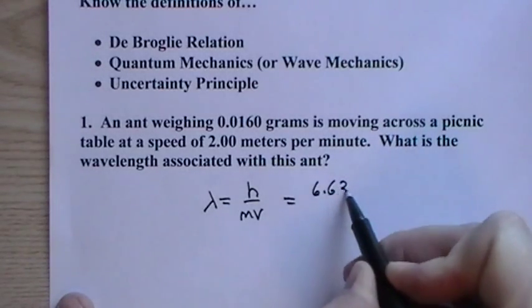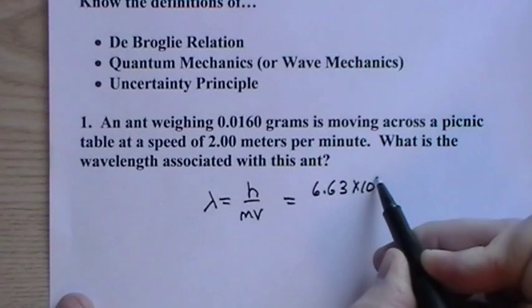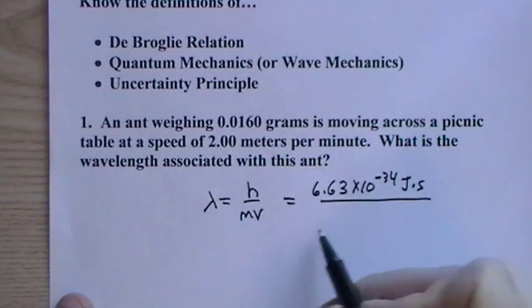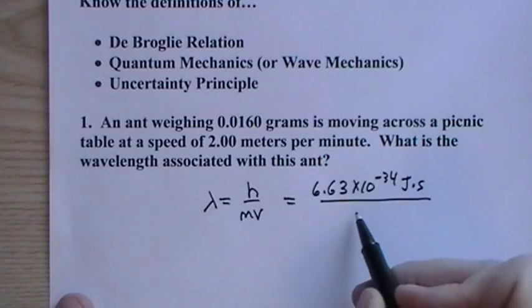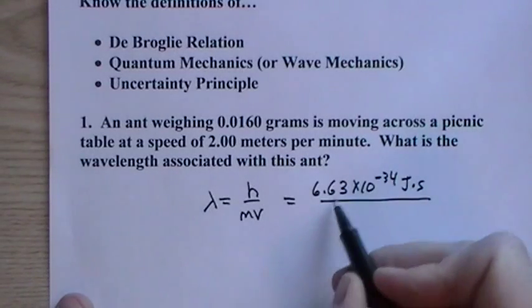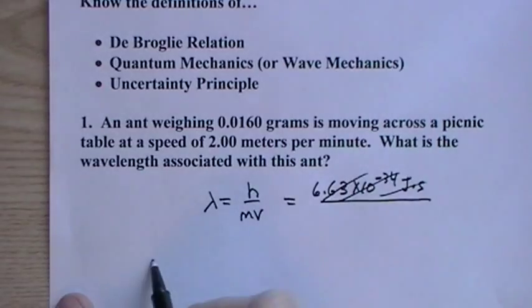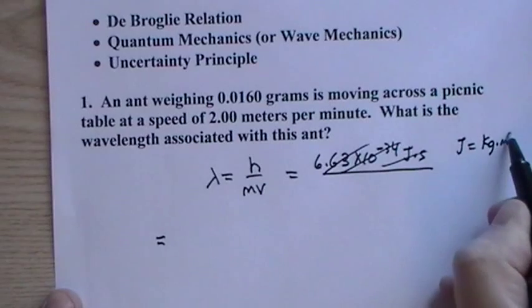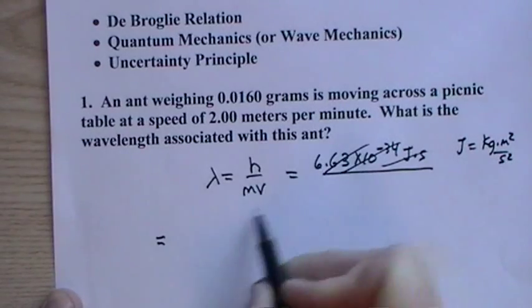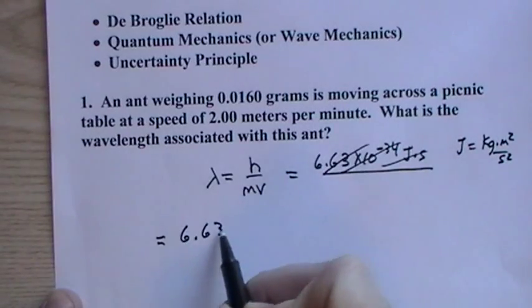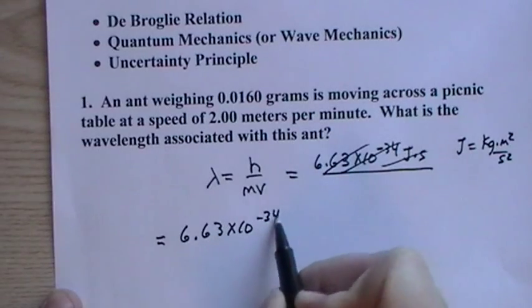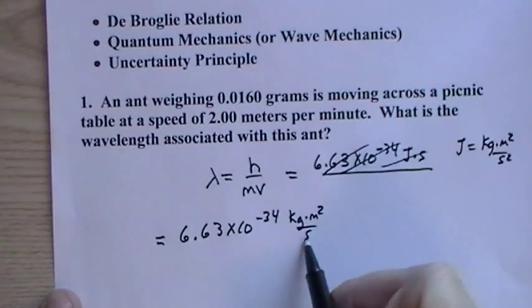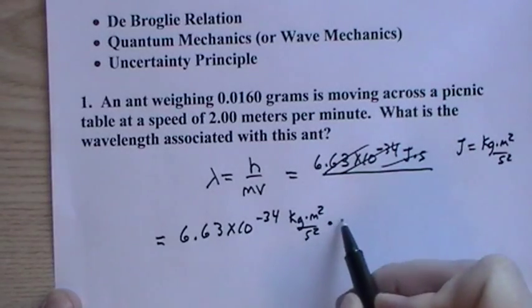Though the ant, because it has a mass, because it is moving, definitely does have a wavelength associated with it. But let's find out what its wavelength is. Now, joules are kilograms meters squared per second squared. So what I'm going to do is alter the joules into that form, and then this is times seconds.